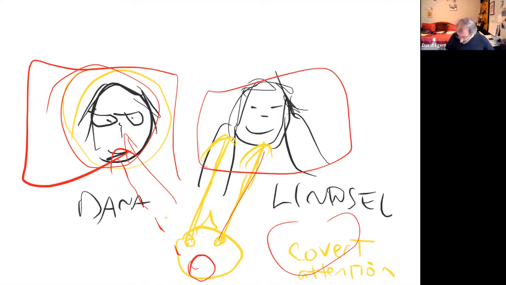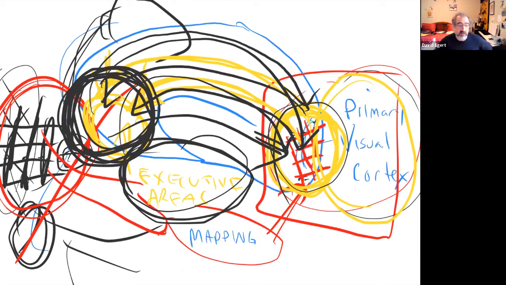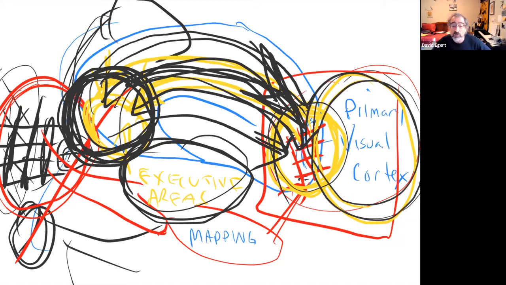So if we go back over to here, this activity in these executive and decision-making areas is now going back and remapping the allocation of your neural resources. I would have more of my visual cortex dedicated to what exactly Dana is doing over there. If I wasn't, I would have had my primary visual cortex focusing more on what I'm looking straight at, which would be Lindsay. Does that make sense?